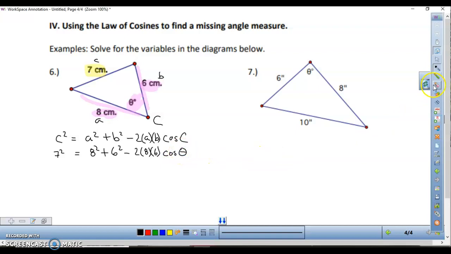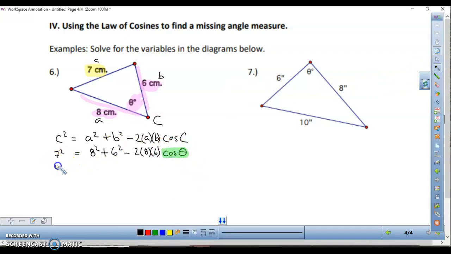Now, this is the tricky part. Remember, just like with all the other tricky stuff we've done, if we want to solve for an angle, eventually we're going to use that little second cosine option, the inverse cosine option. But before I can do that, my goal is to get this part all by itself. So pay close attention to how you simplify this. This is a common source of error.